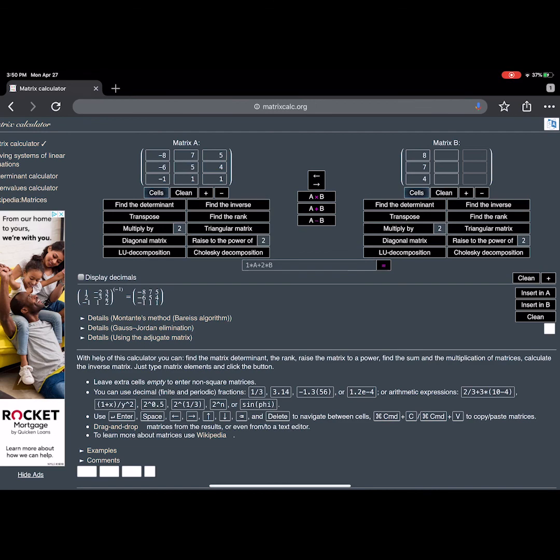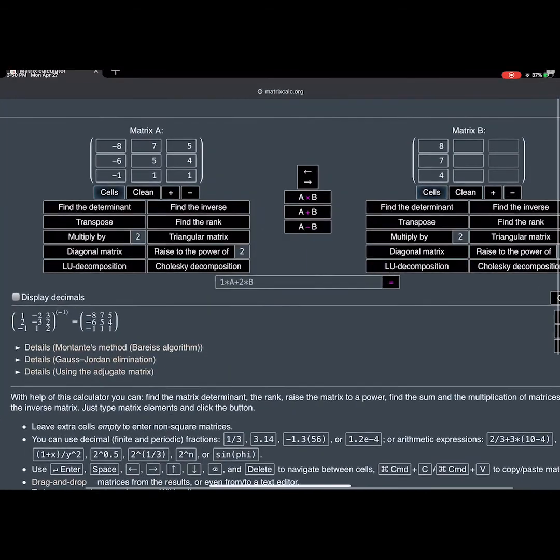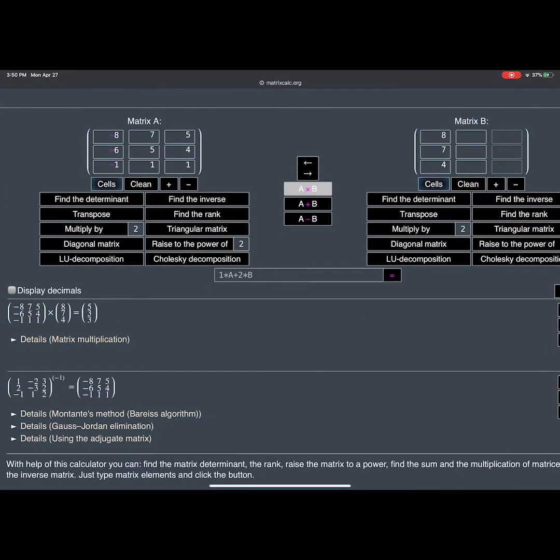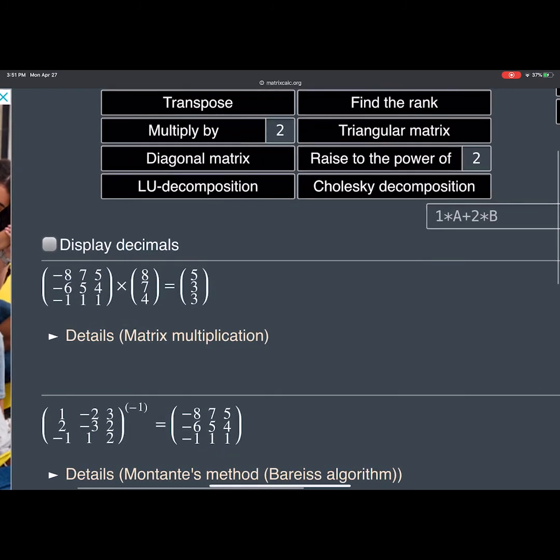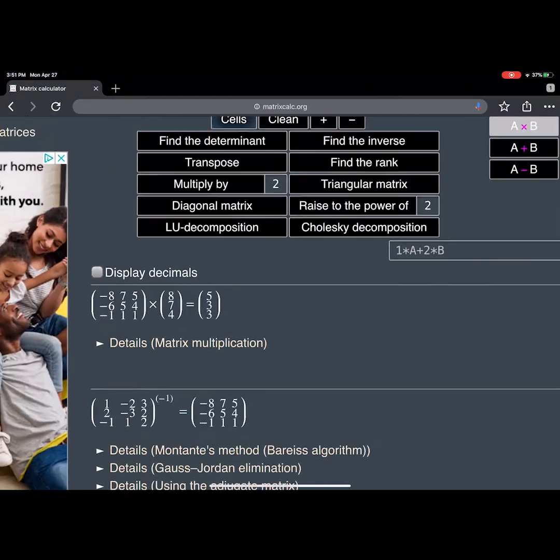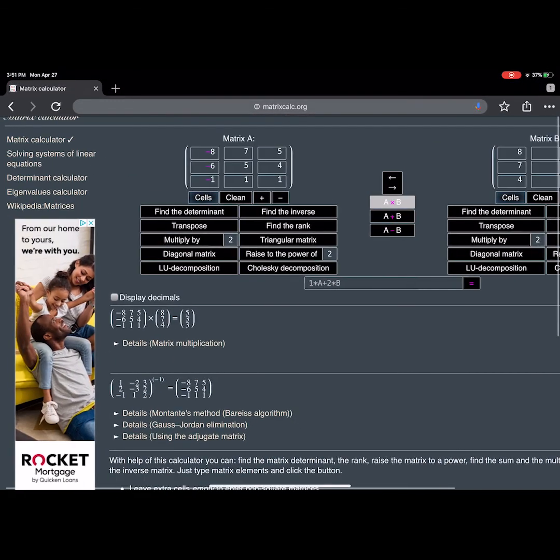Then I'm going to hit up here, A times B. And look at that. There's our answer, 5, 3, 3. Remember, that's an easy answer to remember. It's showing you A inverse times my little b, and I got the same solution as I did by elimination. And that's pretty cool, huh?